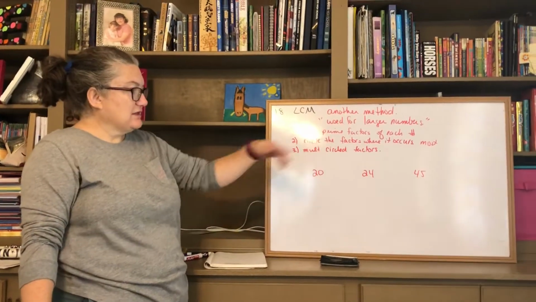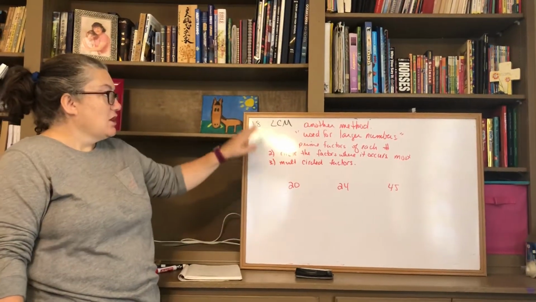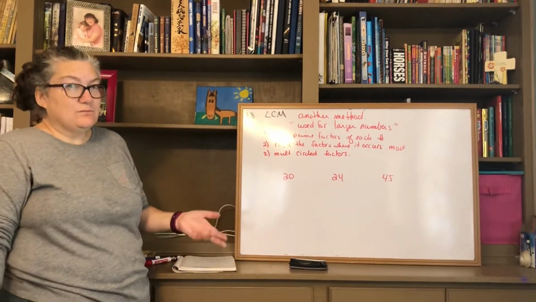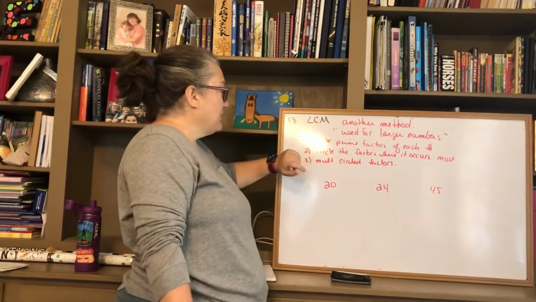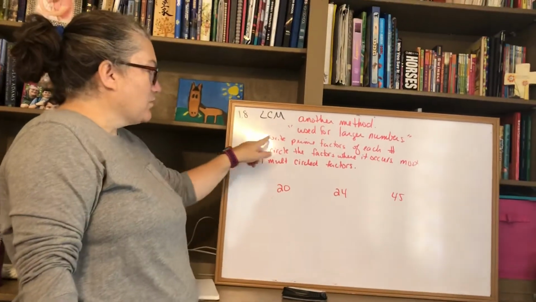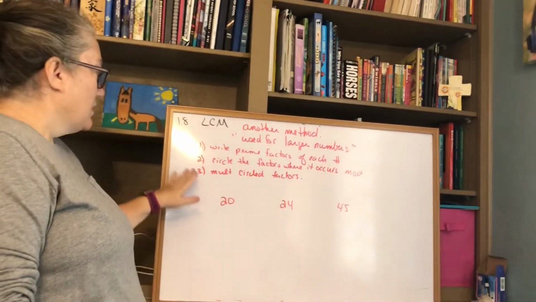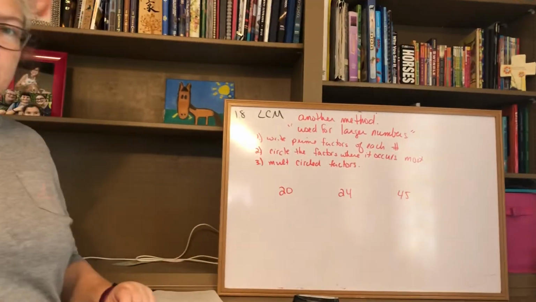But if we want to find the least common multiple of three numbers or more, or if we have large numbers, we need another method because listing multiples would take a long time. So this is the other method, which we call the prime factors method. We're going to write the prime factors of each number, circle the factors where each occurs most, and then multiply those circled factors.